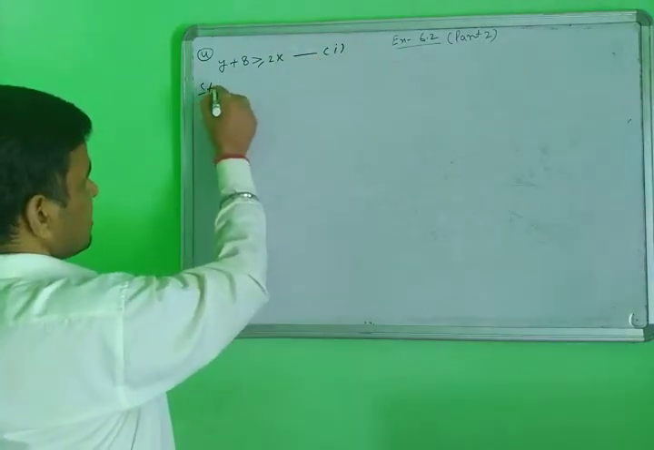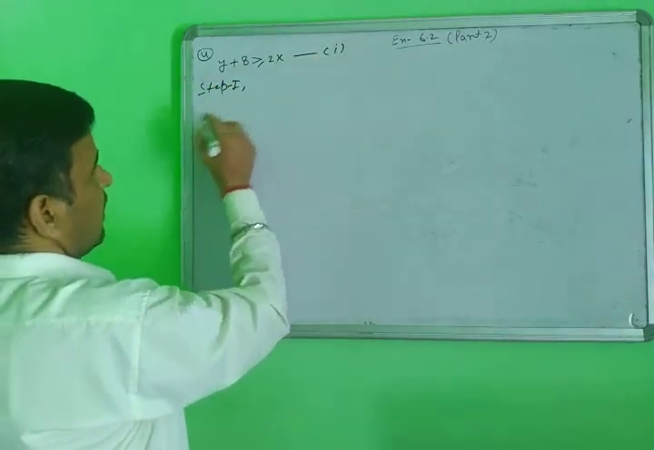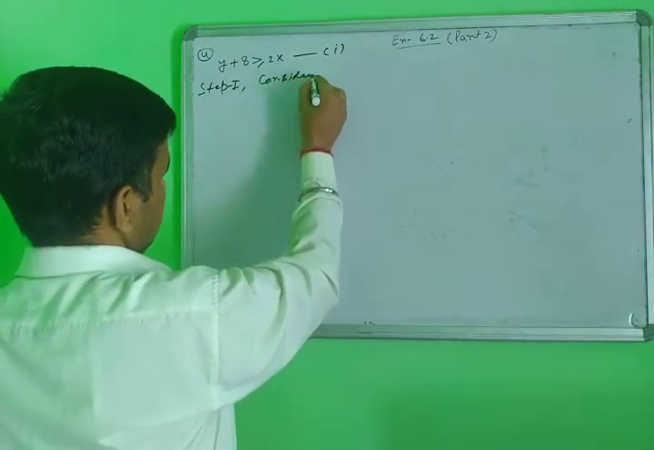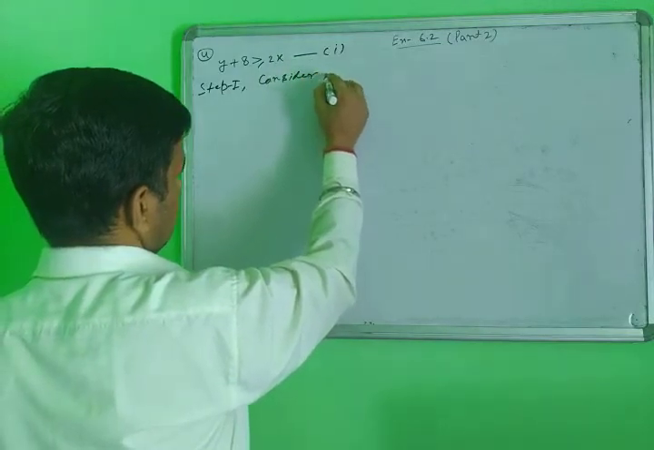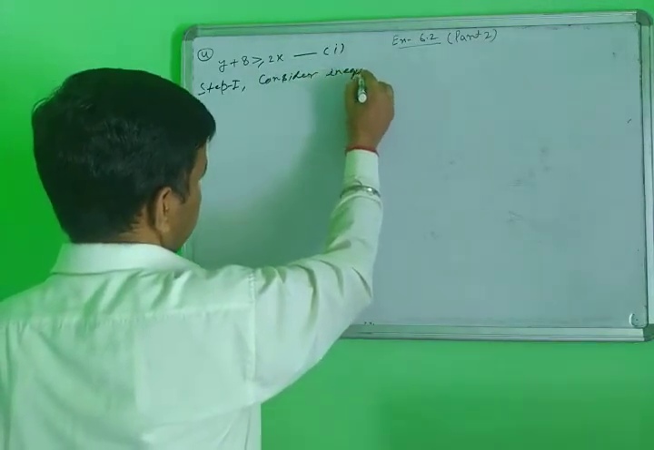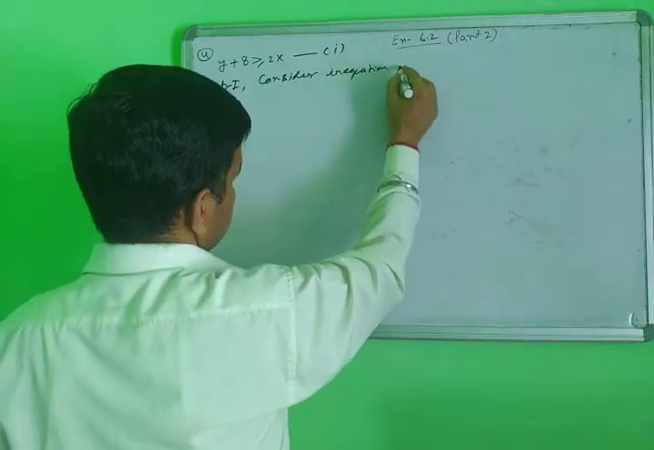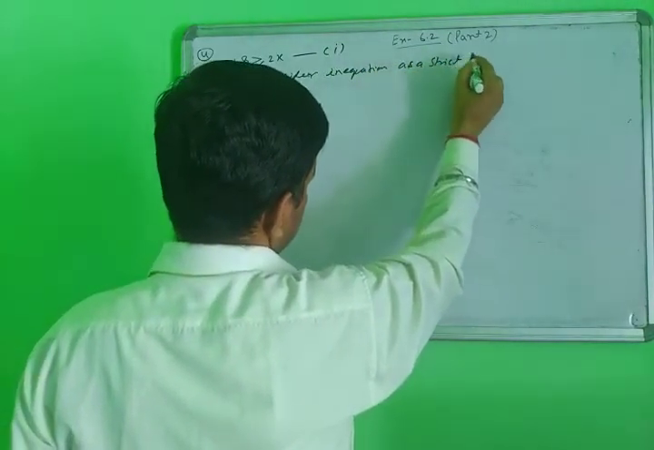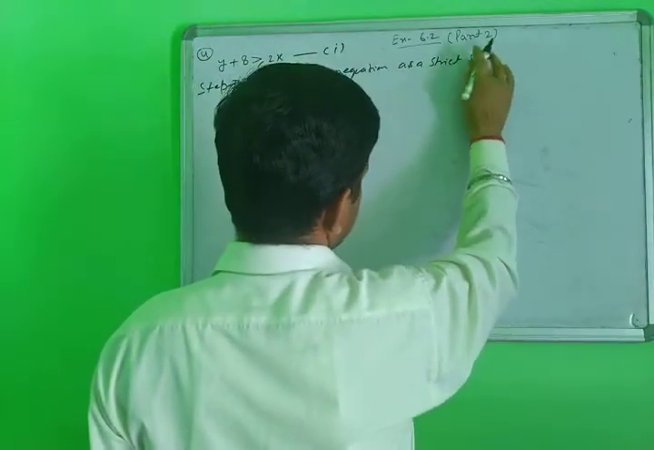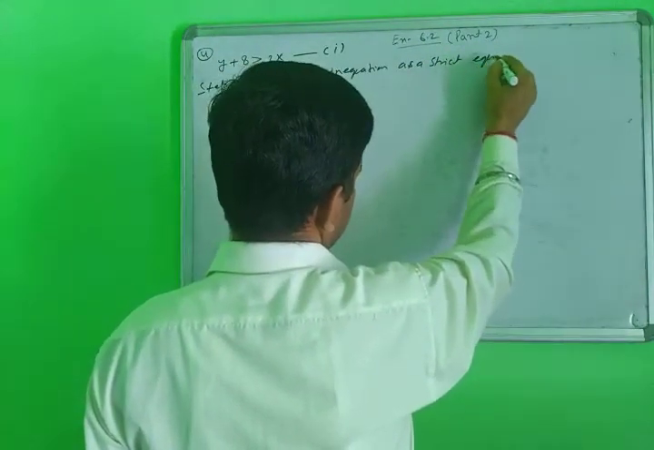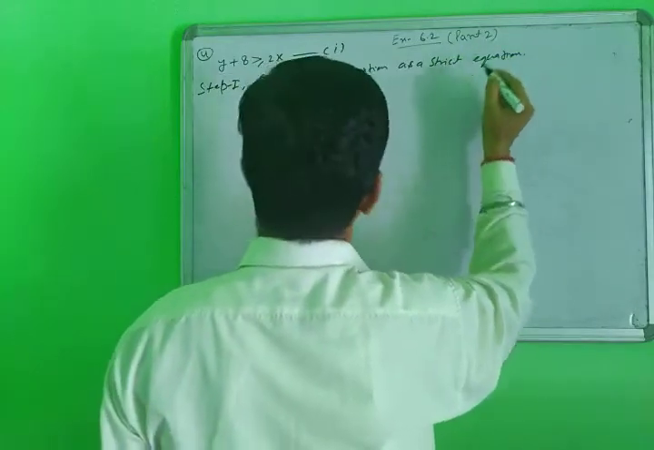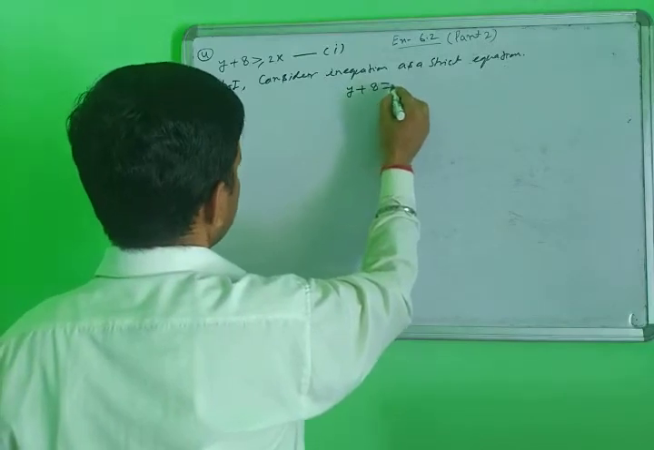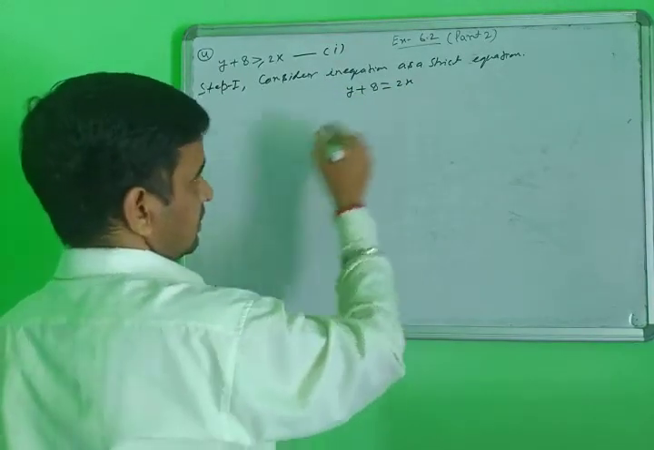After that you write step first: consider the inequation as a strict equation, like x plus 8 equal to 2x. This is your second.